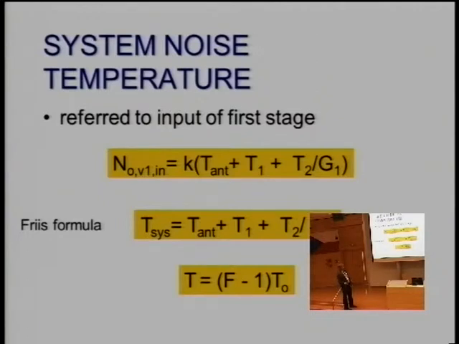And sometimes the noise figure is given, and you can always calculate from noise figure to noise temperature. Noise temperature, if you have the noise figure, is (F minus 1) times T0. T0 is the ambient temperature, reference temperature of 290 Kelvin, 20 degrees centigrade, roughly.